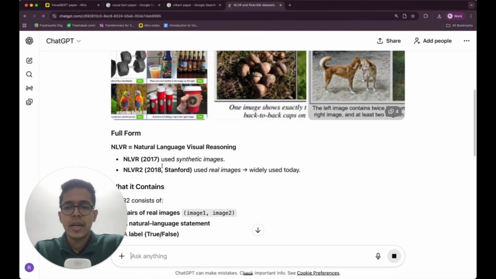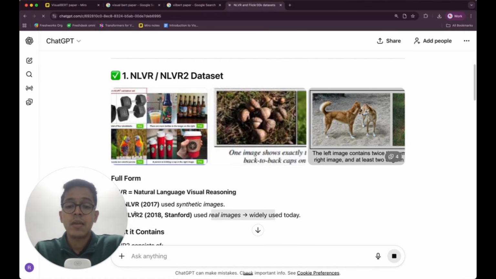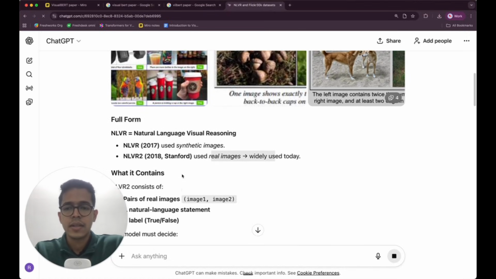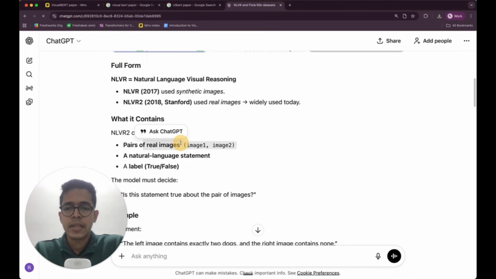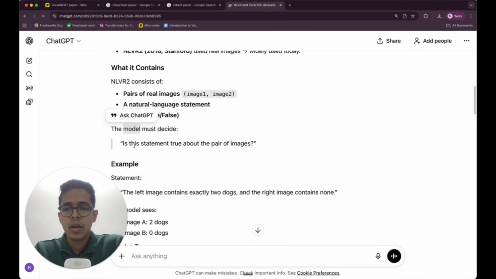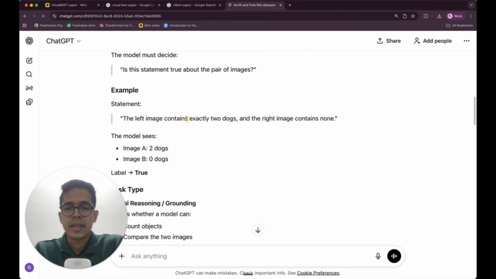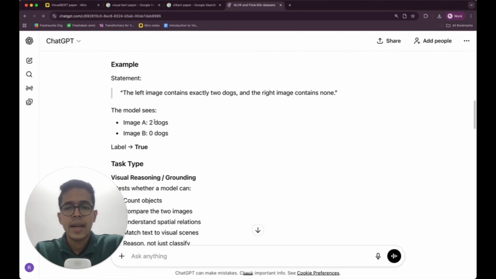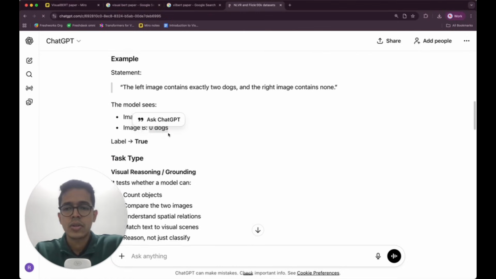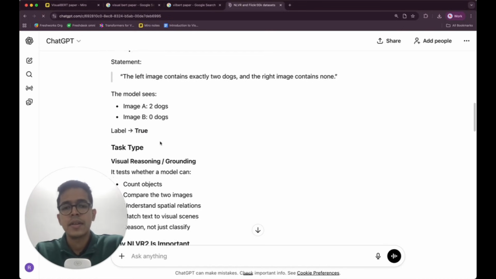NLVR is, yes, natural language visual reasoning, with synthetic images, and NLVR2 uses real images. So NLVR was using synthetic, and now we have real images. NLVR2 consists of a pair of images, a natural language statement, and a label. Then the model must decide, is this statement true about the pair of images? For example, the left image contains exactly 2 dogs and the right image contains none. Then image A has 2 dogs, image B has 0 dogs. If the model is seeing something like this, the ground truth label will be true. Otherwise, the ground truth label will be false.